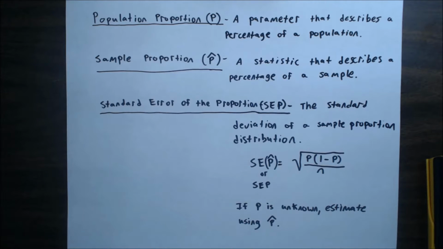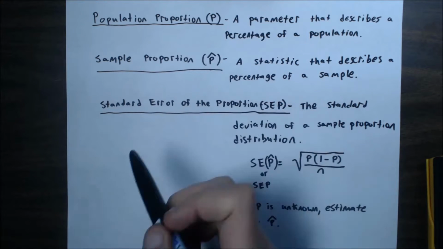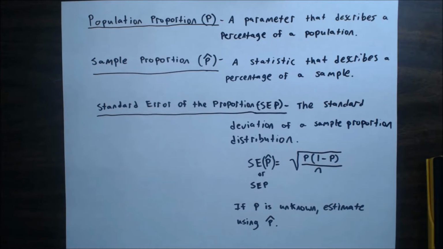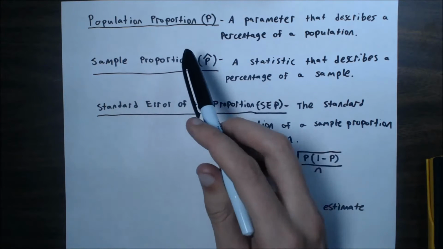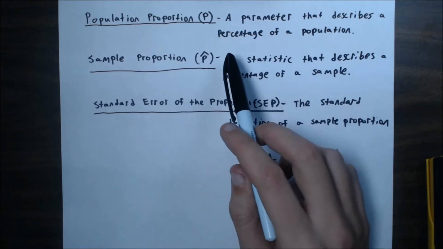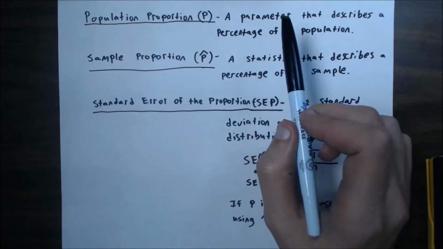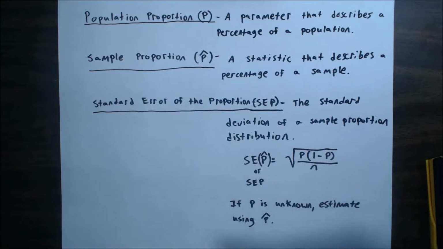What's up, guys? Today we're doing a video on population proportion, which we call P, sample proportion, which we call P hat, and the standard error of the proportion, or the SEP. The population proportion is a parameter that describes a percentage of a population. Parameter meaning it's not a statistic.